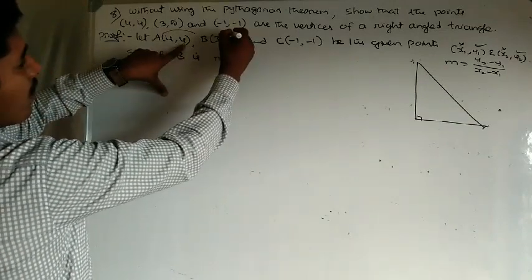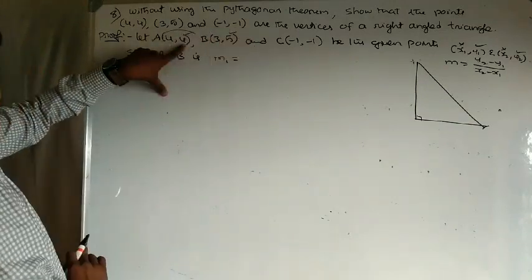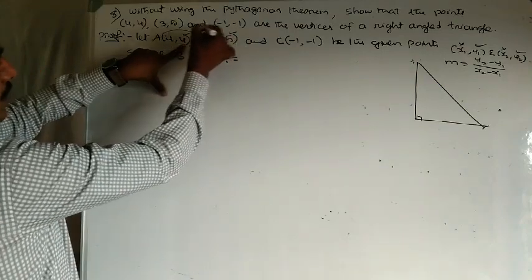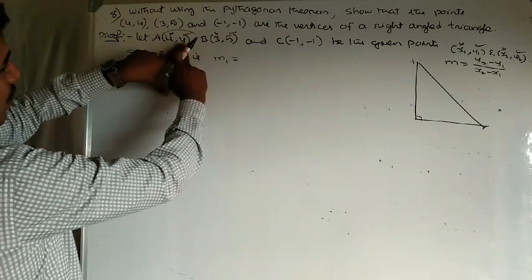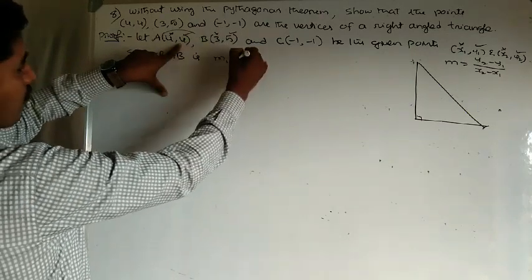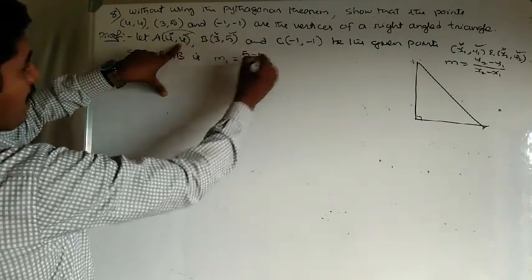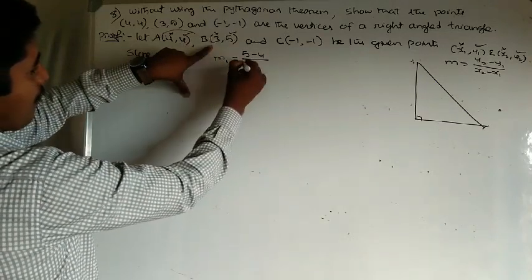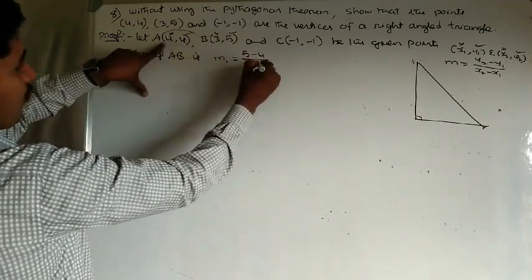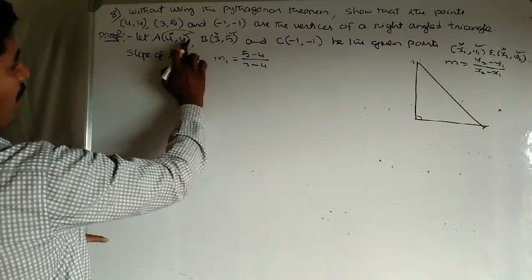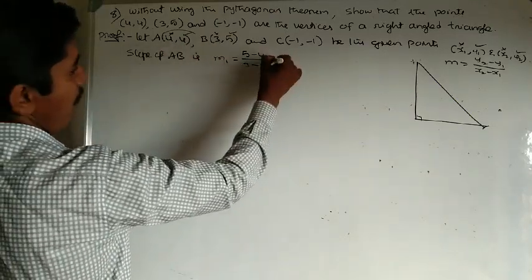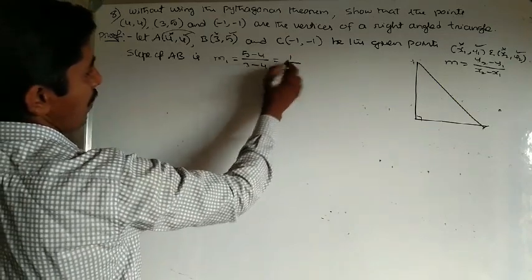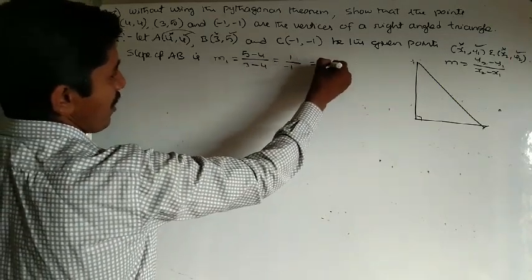Here the y coordinate is 5 and 4, the x coordinate is 3 and 4. So 5 minus 4 divided by 3 minus 4, that is y coordinate minus y coordinate divided by x coordinate minus x coordinate. 5 minus 4 is 1, divided by 3 minus 4 which is minus 1. So 1 by minus 1 is minus 1.